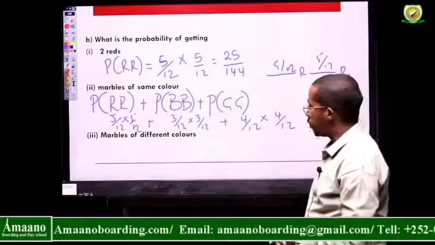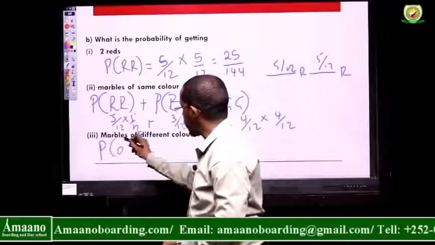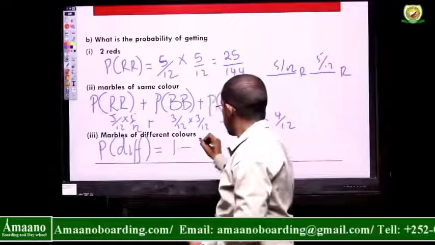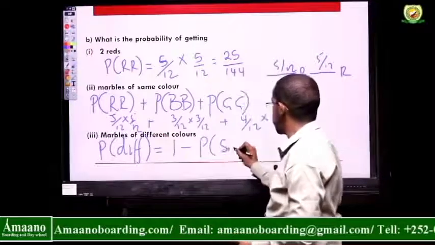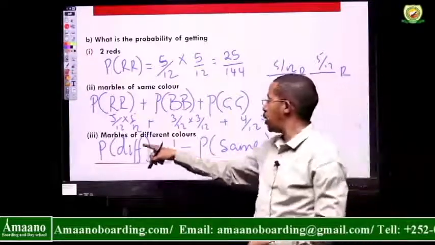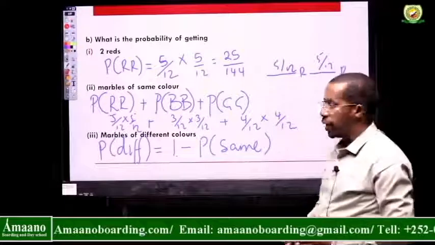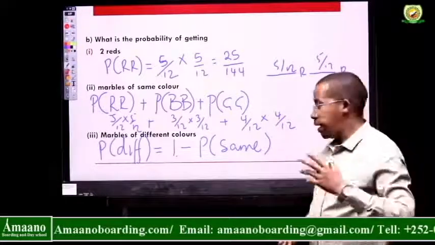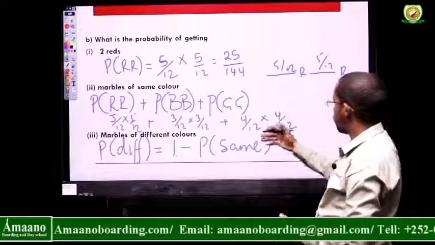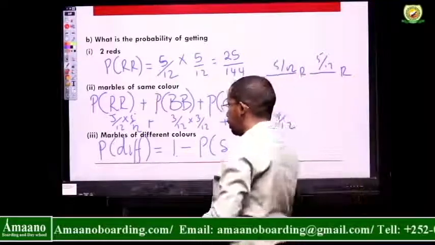What's the probability of getting different colors? So you know that this is a complement. Probability of getting different colors is a complement of probability of same colors. So if you have the probability of same, subtract it from 1, you will get the probability of different colors. This is how you answer this kind of question. Definitely you have to put some of these numbers in your calculators and get the exact answer.